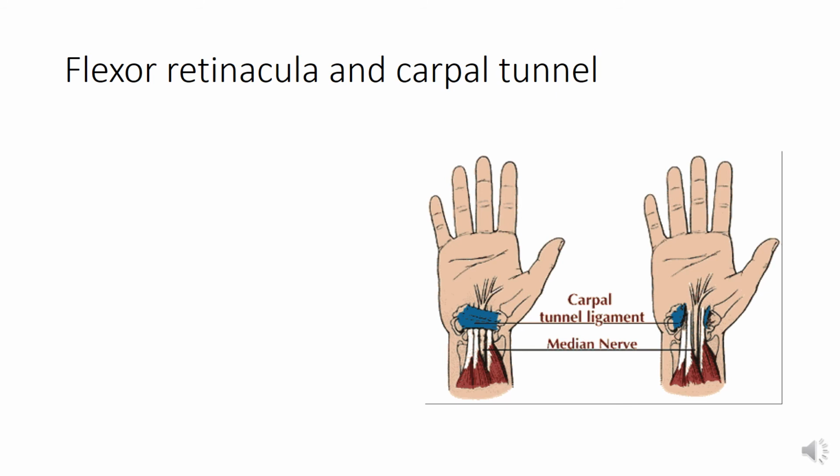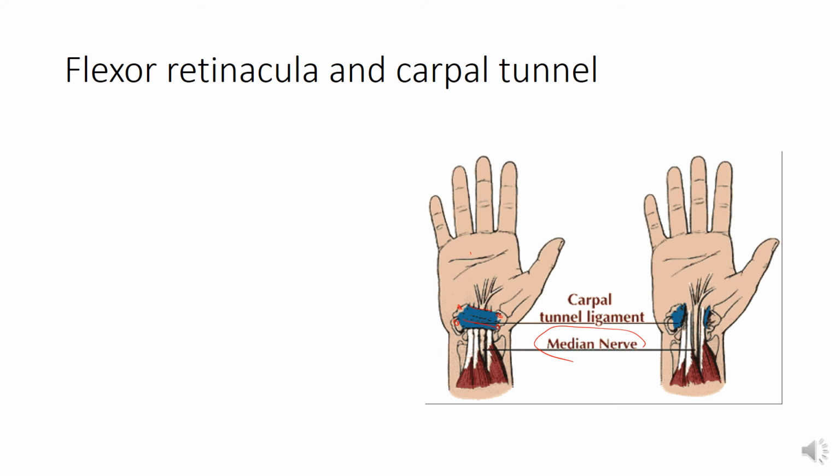Here you can see a fibrous band is attached to the carpal bones and converts it into a tunnel under which the tendons of the muscles are passing into the hand, and also an important nerve which is known as the median nerve, which is passing through the carpal tunnel into the hand and supplying the muscles and the skin of the hand.